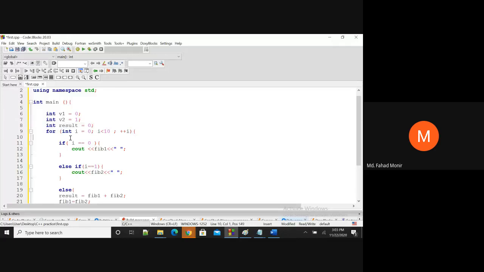So 3 variables, so integer. So we are starting with our for loop because I have to move forward, right? In order to get all the values, what we have to do? We have to start a for loop.